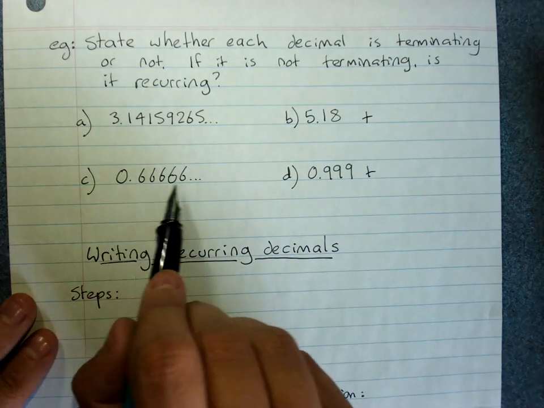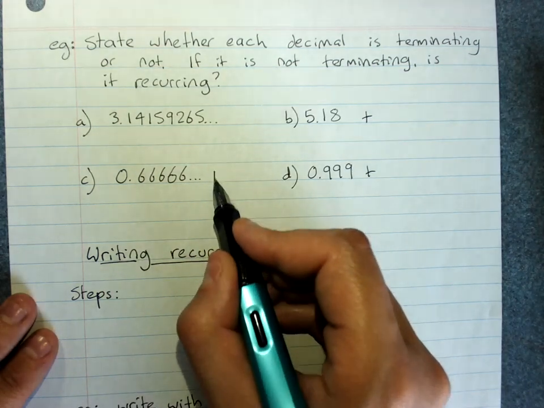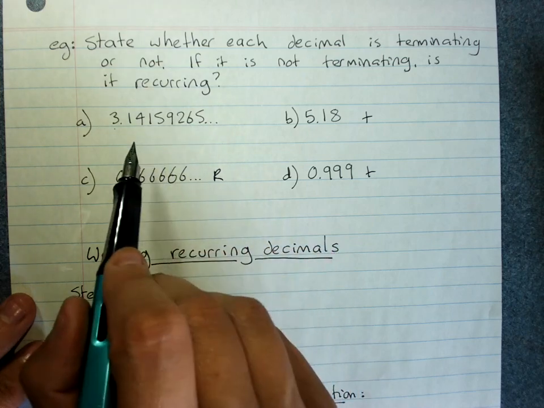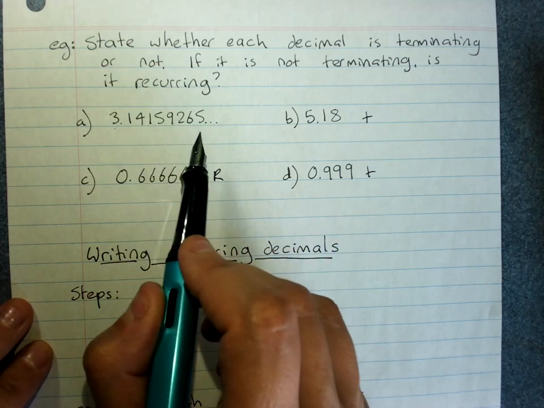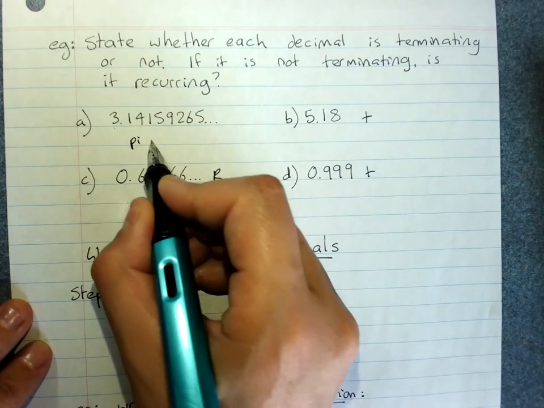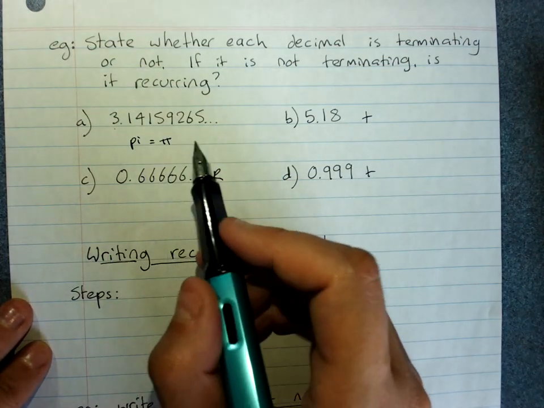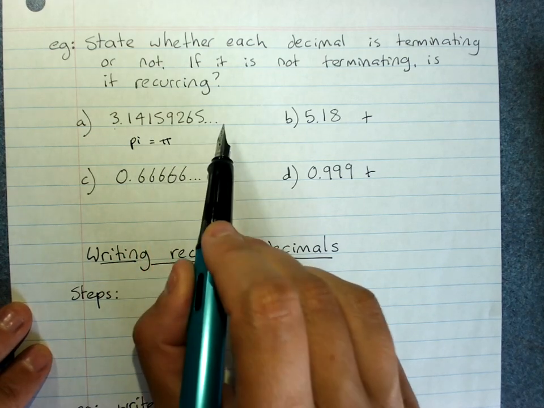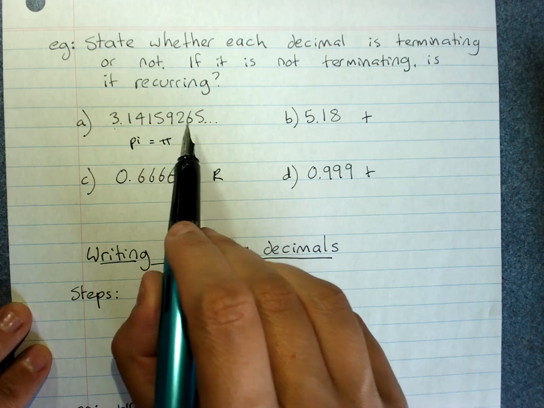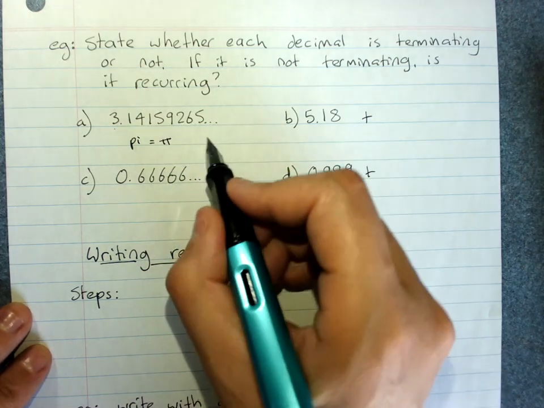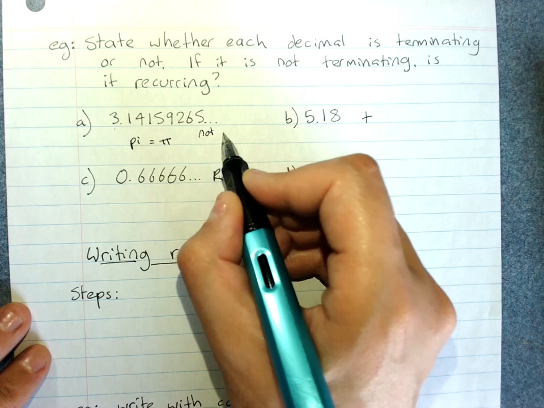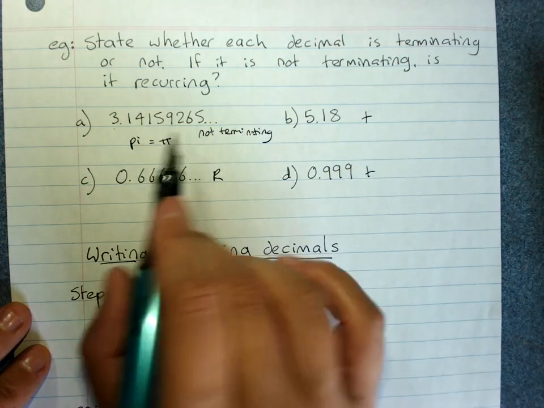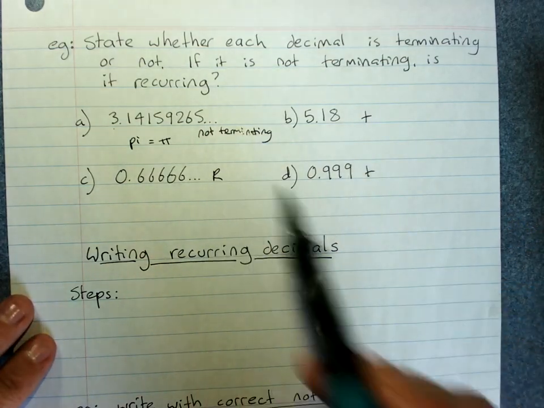Are they recurring? This one is. It's fallen into a pattern of 6s. So I've got a recurring decimal, 3.14159.265. If you were looking very carefully before, you'll see that's pi, and that's its symbol. And it will never form a recurring pattern. Because I can't see a recurring pattern here and I can see that it keeps going, I just say not terminating. So this one is not terminating and it's not recurring. These 2 are terminating, this is recurring.